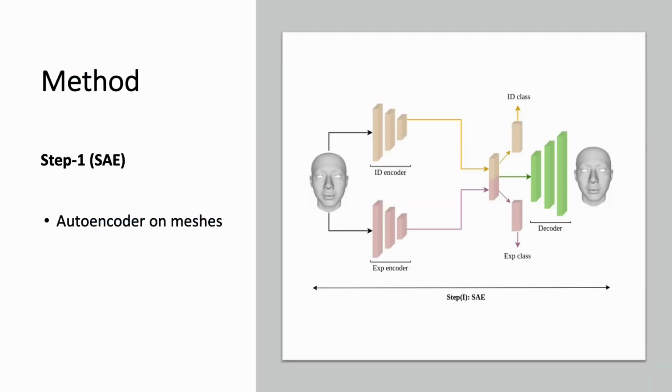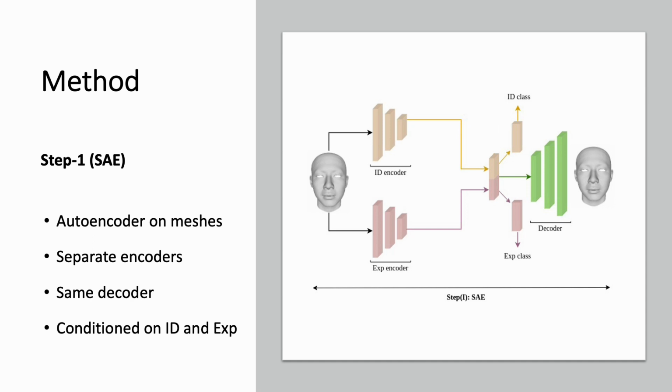In the first step, we train a supervised autoencoder which projects shapes into two low-dimensional embedding subspaces, one for identity and the other for expression. The SAE contains two encoders that share no parameters, allowing us to decouple and disentangle the representation of the identity and expression factors.